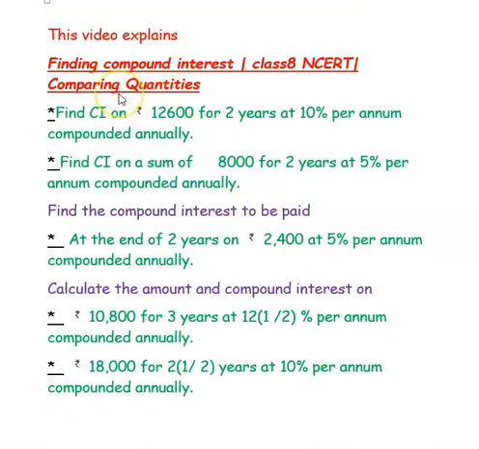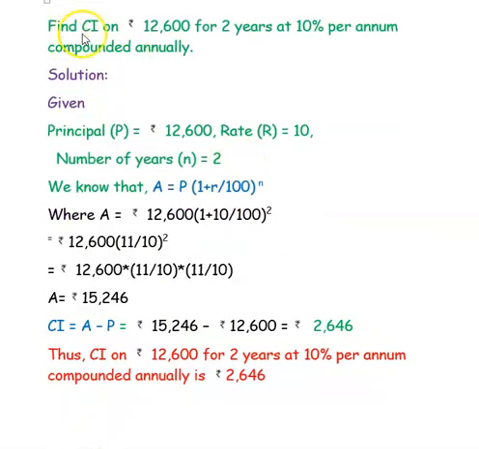In this video, we are going to see how to find compound interest with various examples. Our first question is: find CI, that is compound interest, on rupees 12,600 for 2 years at 10% per annum, compounded annually. Solution. First, let's see what is given.